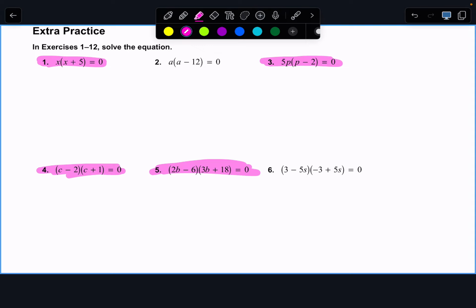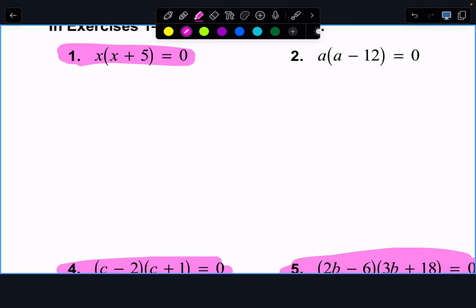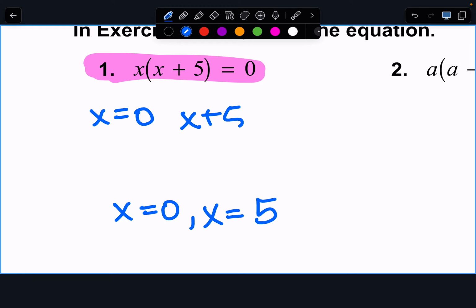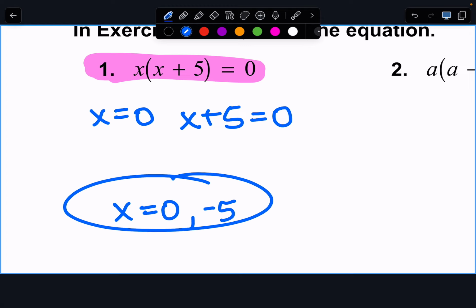Thumbs up if you have all 4 of them done. All right, Willa, what do you get for answers for number 1? X equals 5? Can you write them like x equals, comma, 0 and comma, negative 5? Like this, 0, comma, -5? Yeah. That would be beautiful. I love it. Okay, 0 and -5, are we good there?